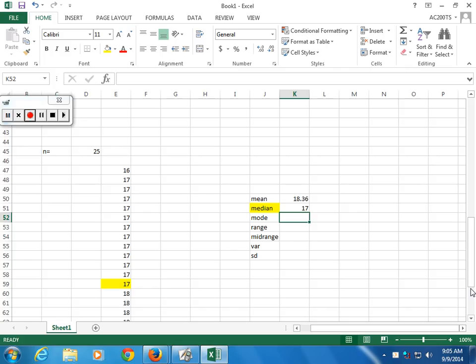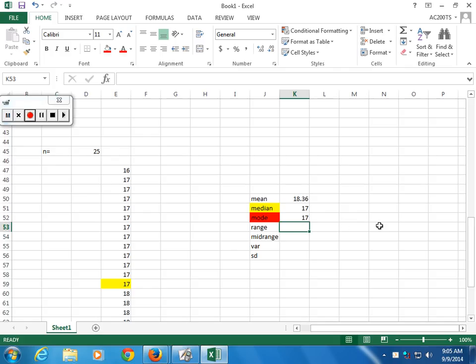Mode is the one that shows up the most, and that would be 17. Now the mode, I'm going to highlight it red because you can't calculate it. It's observed. Can you have more than one mode? Yes. It's not a big deal. Mode is not that important. Don't spend a lot of time on mode because what you want is the mean and the standard deviation.